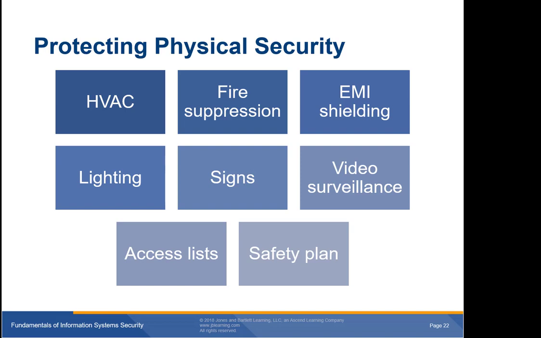You should have access lists. These are lists of personnel authorized to access a physical resource. And you should have a safety plan. Other things you consider are things like fencing, barricades, guards, motion detectors, locks, man traps, proximity readers, biometrics, protected access, alarms, escape plans, escape routes, drills, control testing, and things like that.